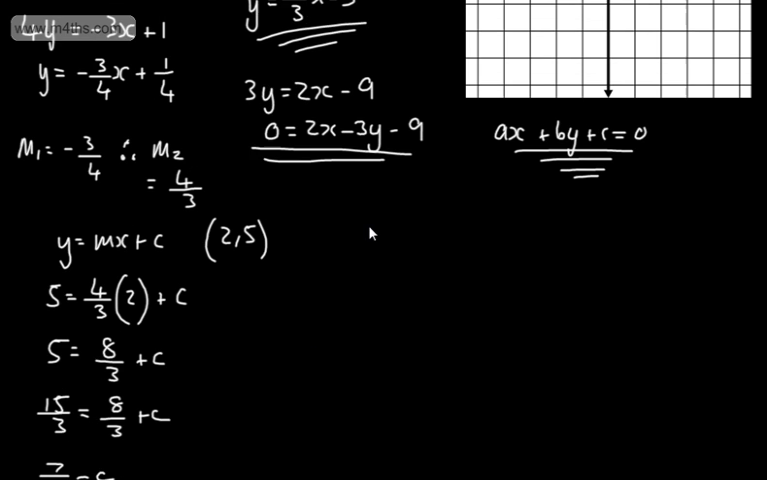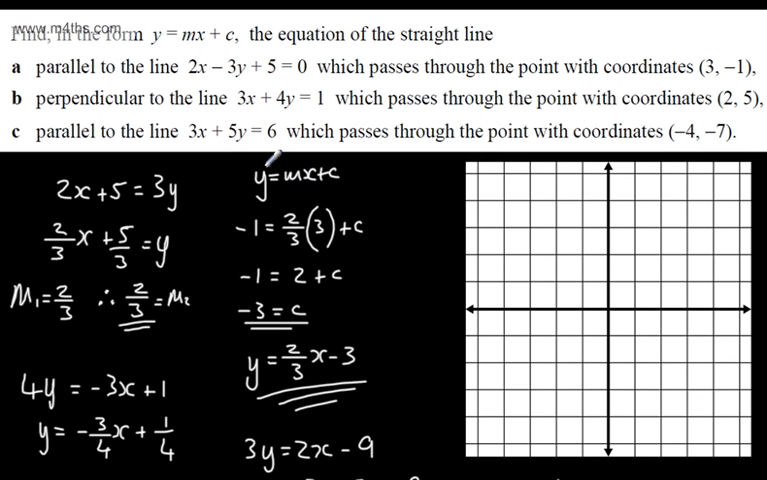So as you can see, this is fairly logical. We're finding the gradient, we're evaluating the gradient. If it's parallel, they'll be the same. If it's perpendicular, their product will be -1, or if you like, the negative reciprocal, and we plug it in.